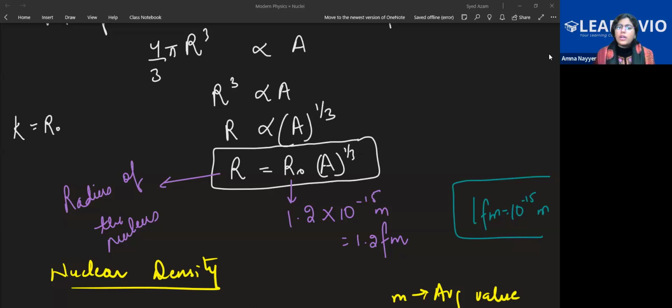Okay, yeah. And what is this A? A is the mass number. So A is the mass number.